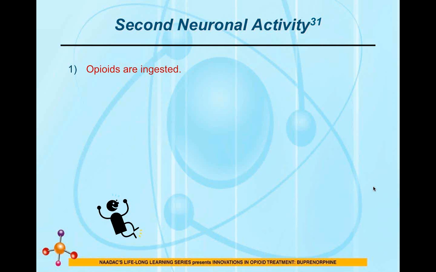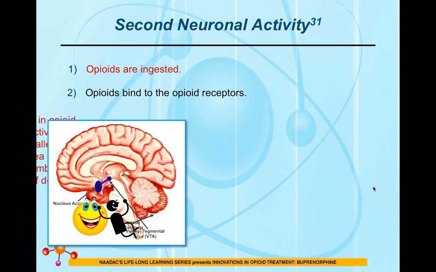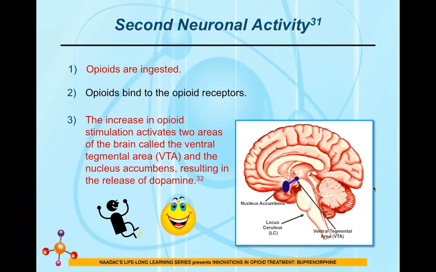and let's look at the second one. So again, starting at the main process is that opioids are ingested, and then we know the opioids bind to opioid receptors. And then this naturally causes an effect in and of its own. So again, when we have the opioids ingested and then they bind to those opioid receptors, the next thing that happens is that opioid stimulation activates two other areas in the brain called the VTA and the nucleus accumbens. And that causes a release in dopamine.